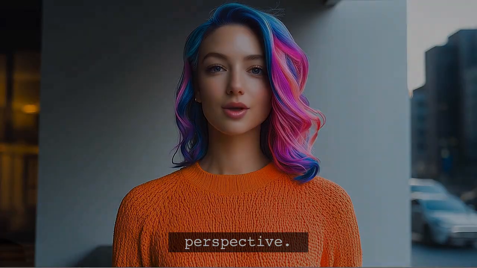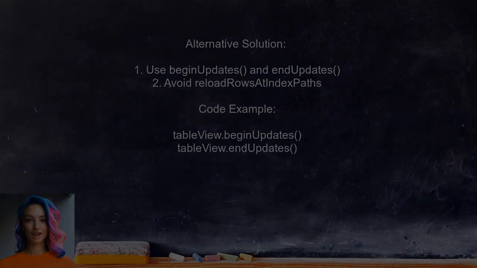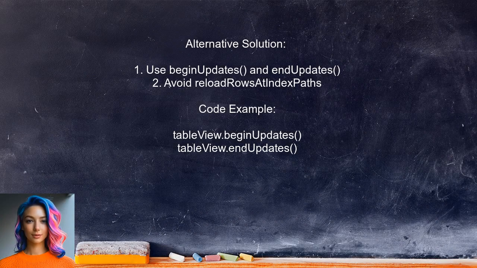Let's see another perspective. An alternative solution provided by a user suggests modifying your approach to updating the table view. Instead of using reload rows at index paths, try using begin updates and end updates without reloading specific rows. This can help manage the expand and collapse functionality more effectively.